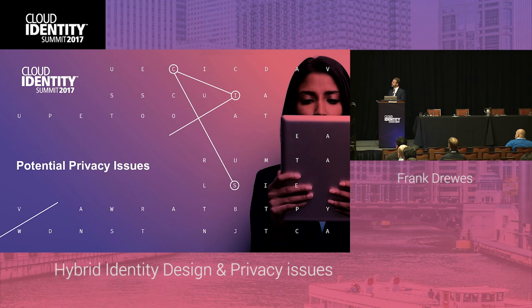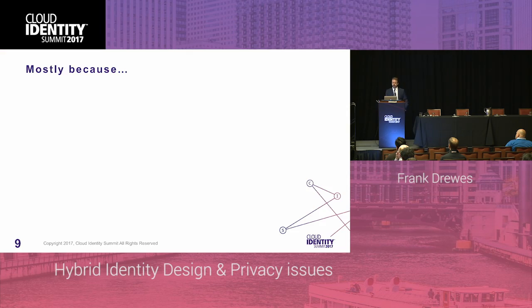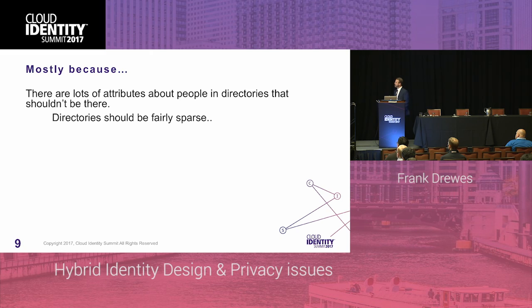Okay, so now we have the containers in place. What are some of the potential privacy issues of what's actually inside of these directories, and why do we run into them? We see there are lots of attributes about people, and privacy is mainly related to people, of course, that really shouldn't be in there.